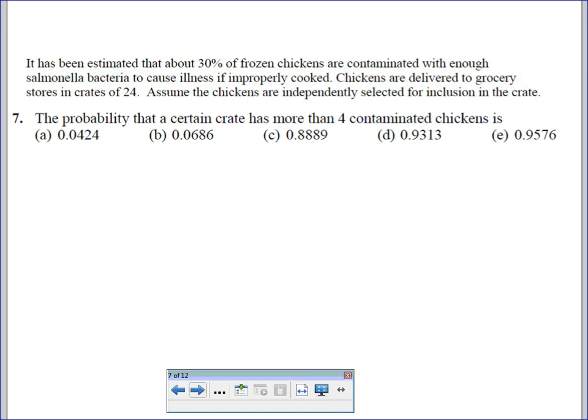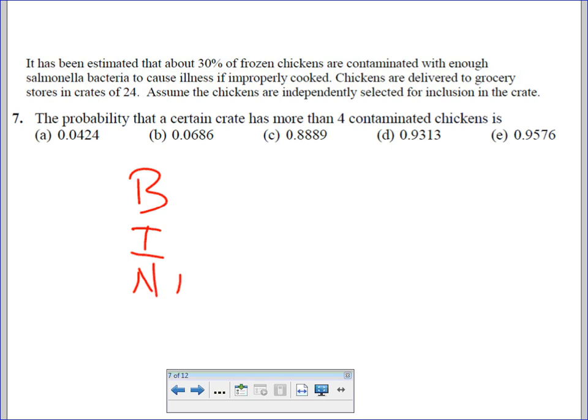And so what we have is it binary? It either has salmonella or it doesn't. It says to assume they're independent. It says it in the problem. There's a fixed number, and then the chance is 30% each time. So this is the probability that X will be greater than 4 is what we're trying to find.